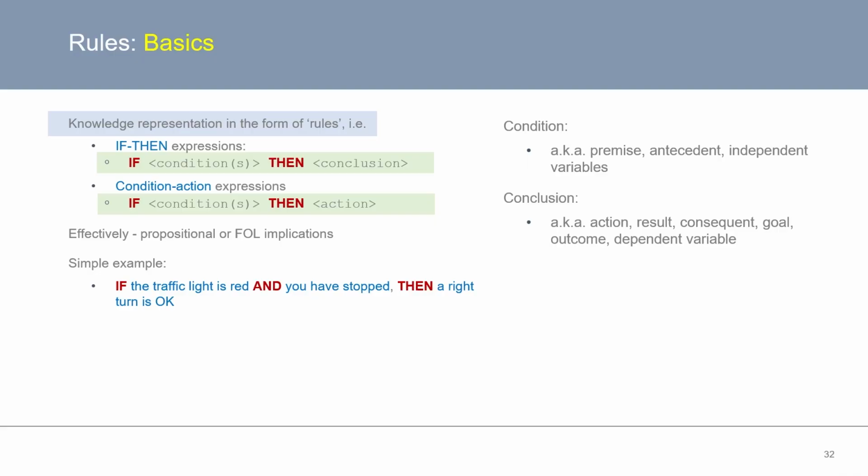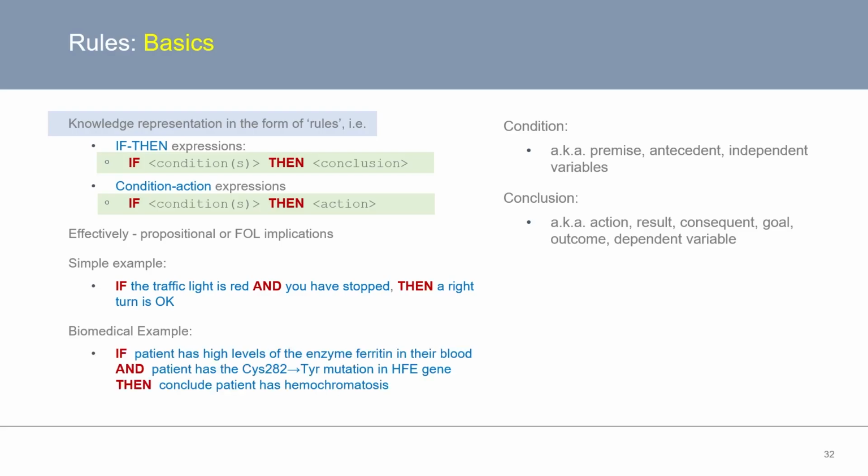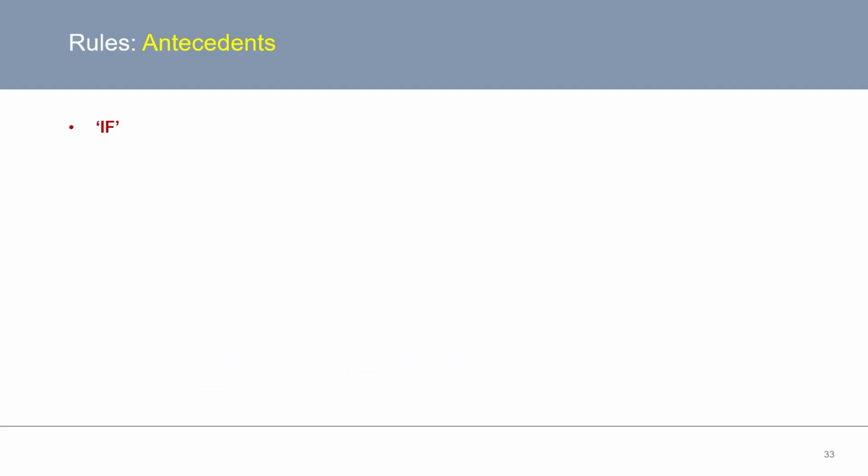Here's a really simple example of a rule. If the traffic light is red, and you've stopped, then a right-hand turn is okay. A quick biomedical example might be, if patient has high levels of the enzyme ferritin in their blood, and patient has the C282Y mutation of the HFE gene, then conclude patient has hemochromatosis. The first two conditions given after the if statement are separate propositions, which if true, indicate that our consequent, or conclusion, is also true.